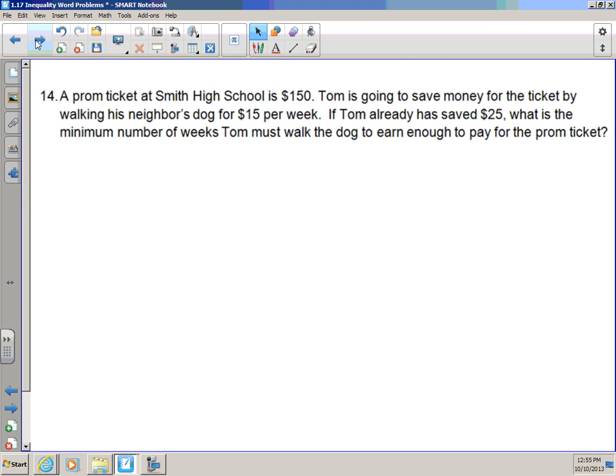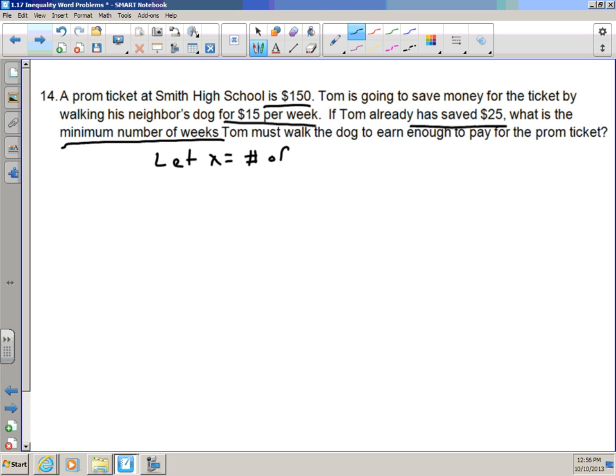Okay, a prom ticket costs $150. Tom is going to save money to buy it by walking the neighbor's dog for $15 per week. Words like per or each are telling you something's happening repetitively. He already has $25 saved. Find the minimum number of weeks to walk the dog. Okay? So what's x? Let x equal the number of walks. So 15 times the number of walks. Since he saved 25, that's a plus to him. And how much does he want to make? At least 150. So I subtract.